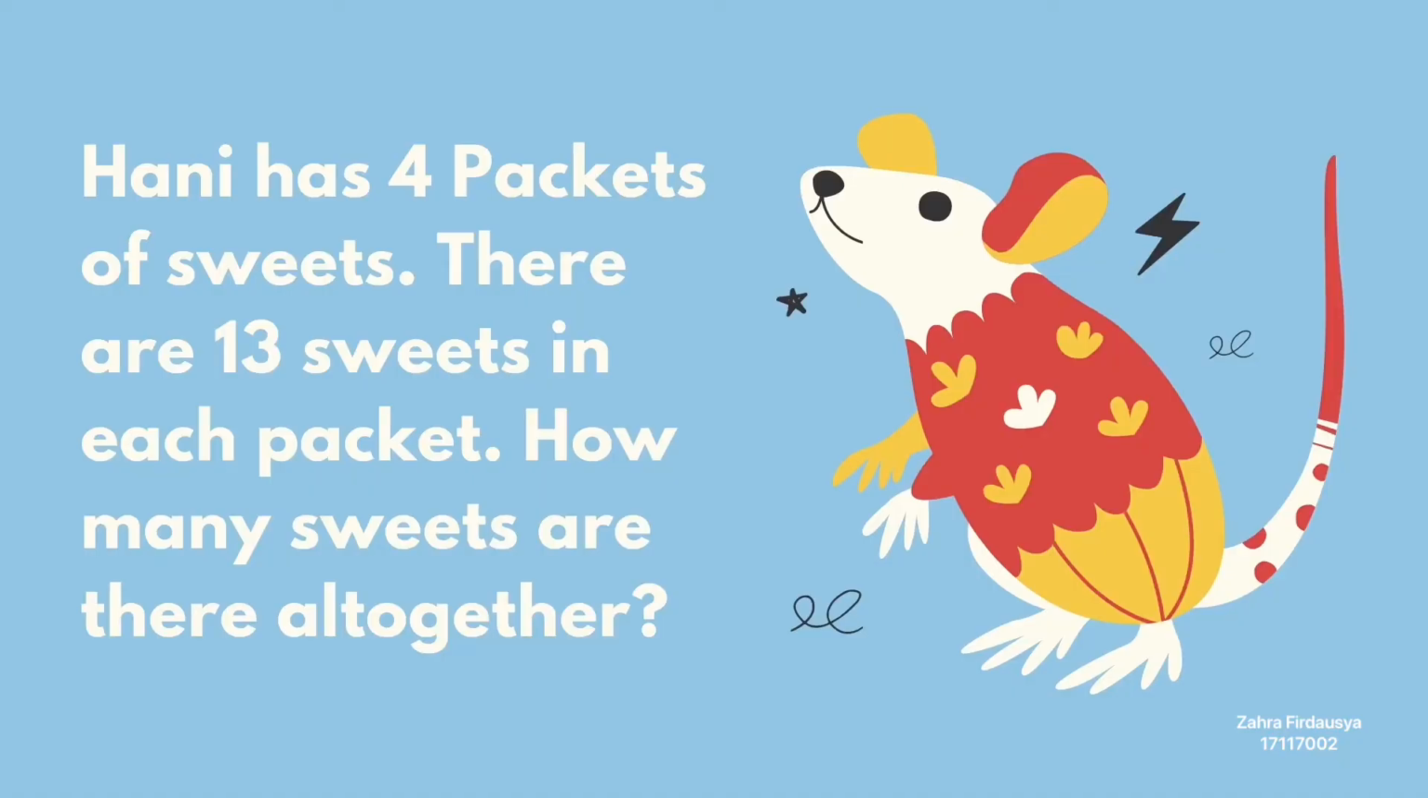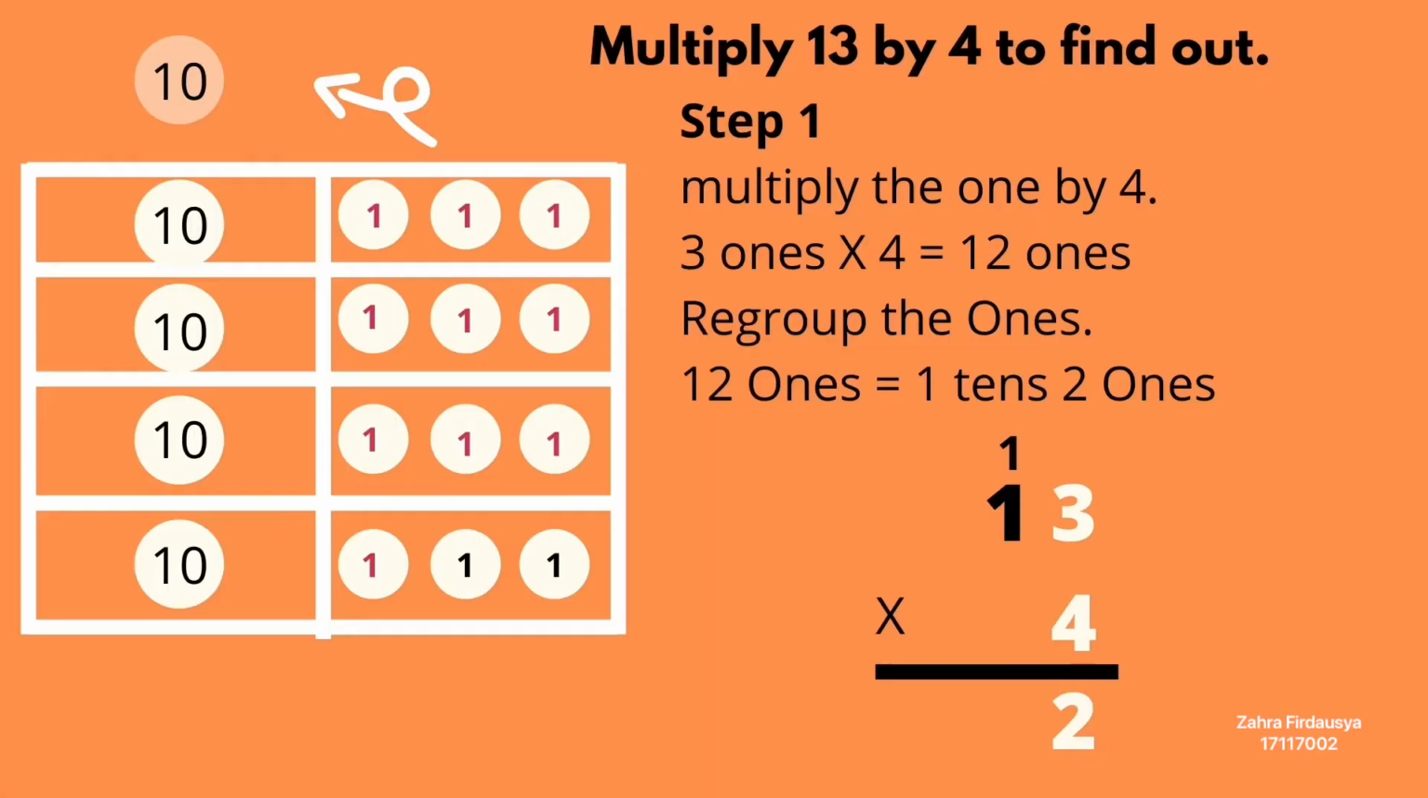Next, I have an example question for you. Honey has 4 packets of sweets. There are 30 sweets in each packet. How many sweets are there together? Multiply 13 by 4 to find out.